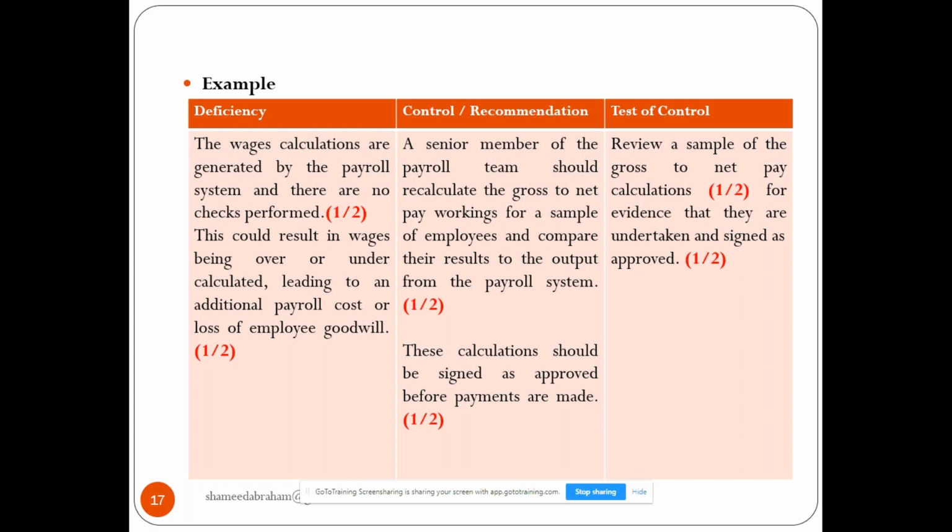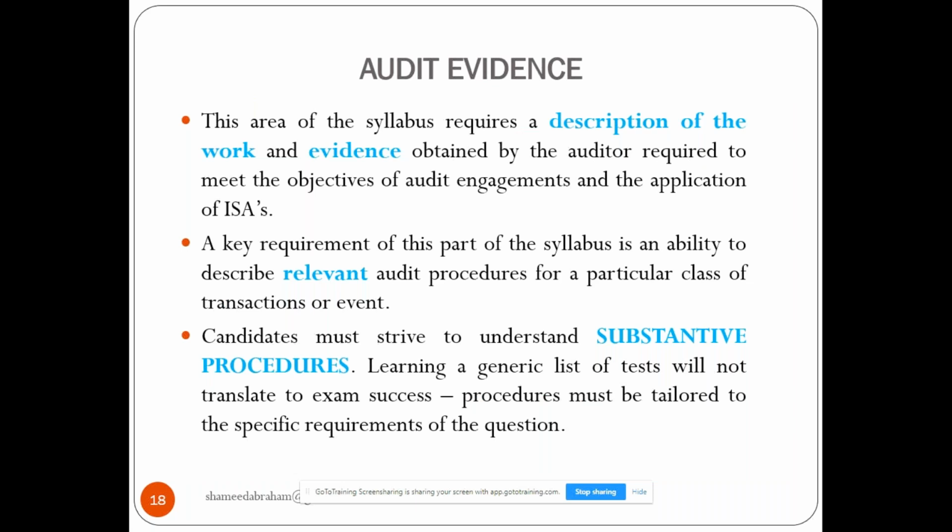But again, why? I have identified the test, and I'm always saying what the implication is or why I'm doing something. Review a sample of the calculations, and why? For evidence that they have undertaken the checks and signed as approved. Simple. To pass this exam, it is all about simple sentences. You cannot expect to be writing 5, 6, 7 sentences to attract 1 mark in the exam. You will never finish the exam.